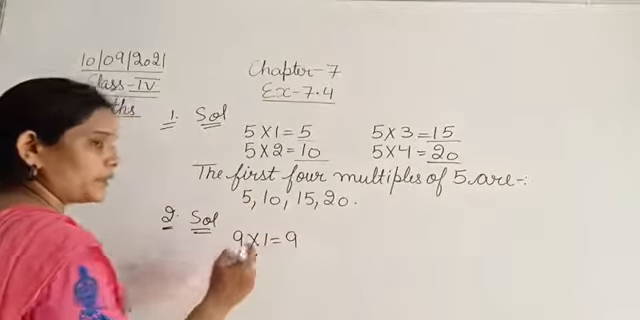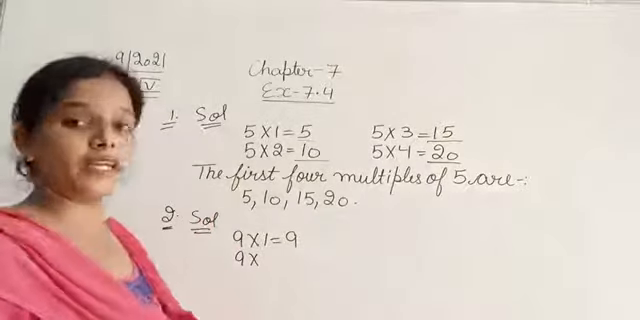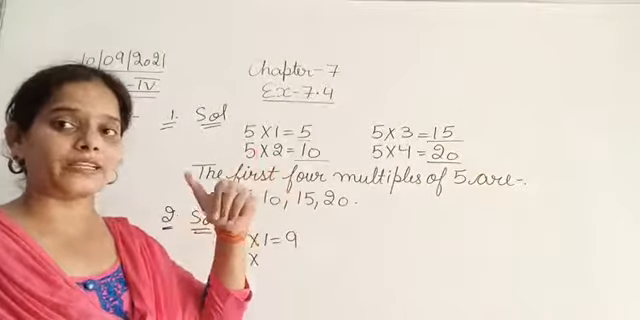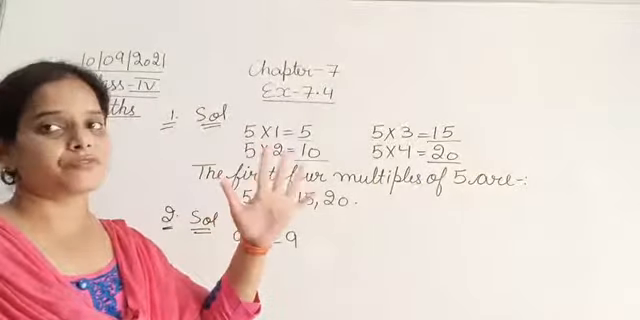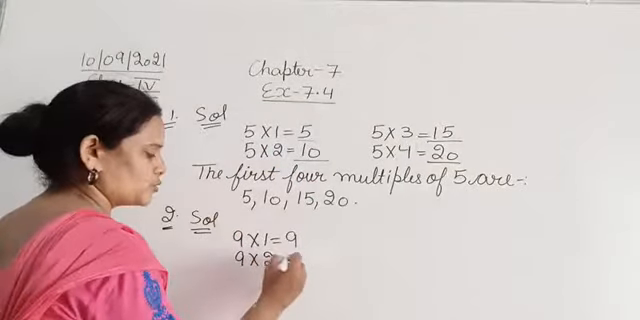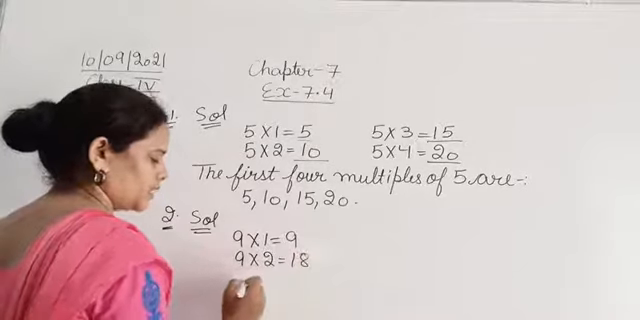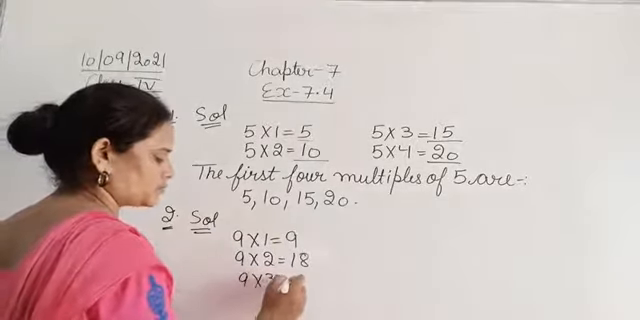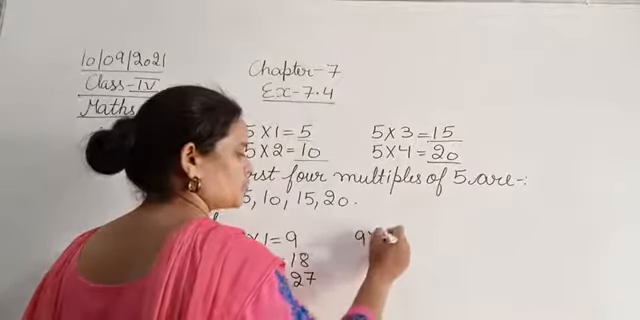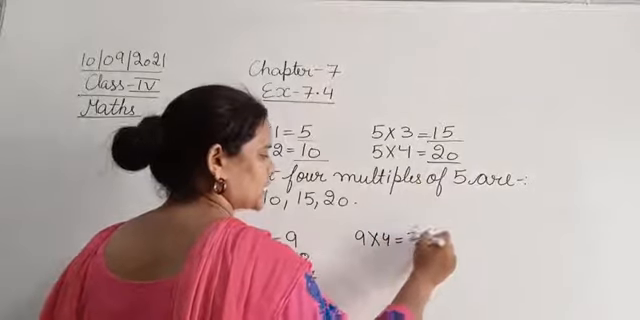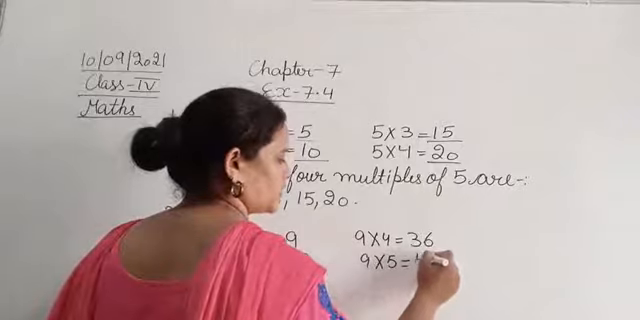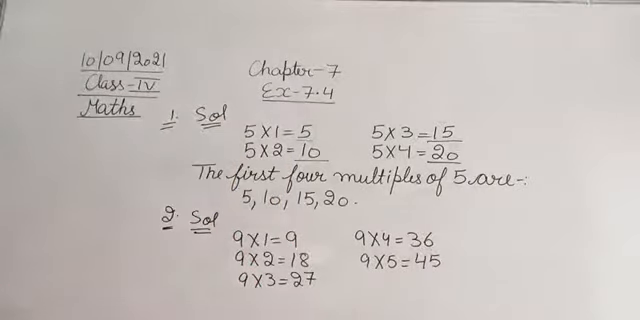9 into 1 is 9. In this question they have asked about the first 5, so the first 5 multiples will be multiplied by the first 5 numbers, that is 1, 2, 3, 4, 5. Okay, so the first 5 multiples of 9 are: 9 ones are 9, 9 into 2 is 18, 9 into 3 is 27, 9 into 4 is 36, 9 into 5 is 45.